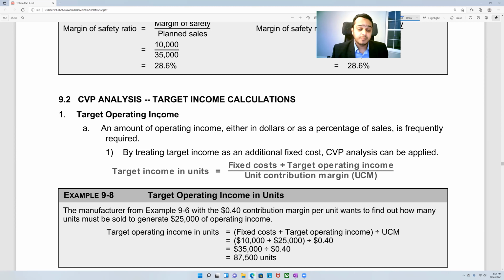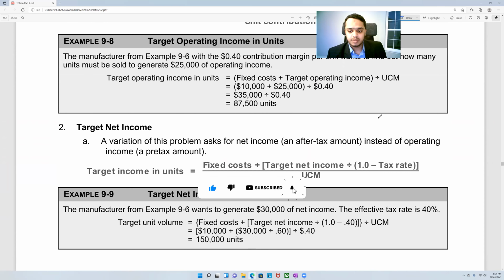Suppose you want a target profit after tax, after tax is deducted. What do you need to do? You take your target profit and divide it by 1 minus the tax rate. That gives you the value on which you can deduct the tax. So it would be target profit divided by 1 minus tax rate.